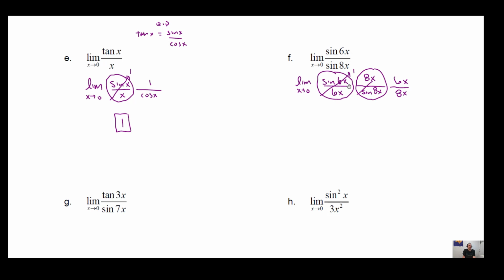This part is technically the reciprocal of 1, but the reciprocal of 1 is also 1. The x's cancel, and so the leftover is 6 over 8. The final answer is 3/4.